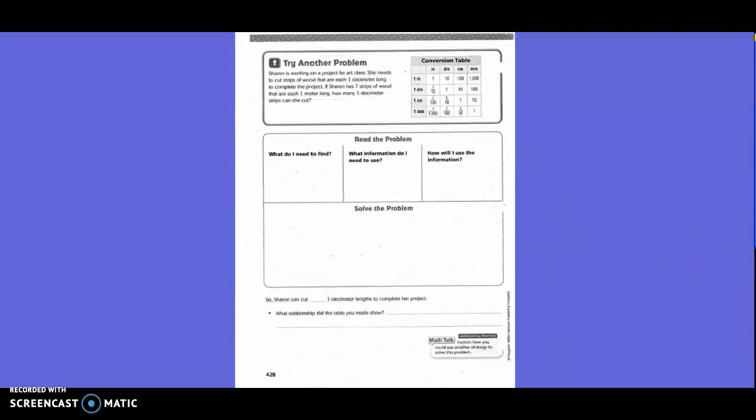Try another problem. Sharon is working on a project for art class. She needs to cut strips of wood that are each 1 decimeter long to complete the project. If Sharon has 7 strips of wood that are each 1 meter long, how many 1 decimeter strips can she cut? So basically they gave us a conversion table again of how much 1 meter is, and then 1 meter compared to a decimeter and things like that. So now we have to read the problem and set it up.